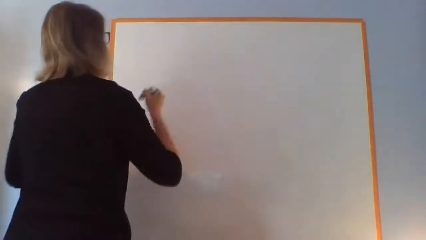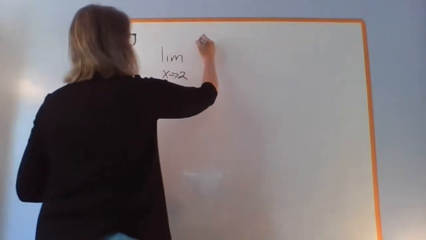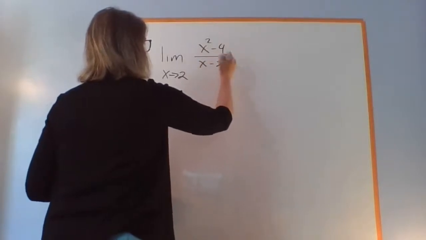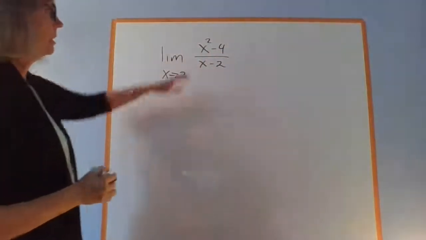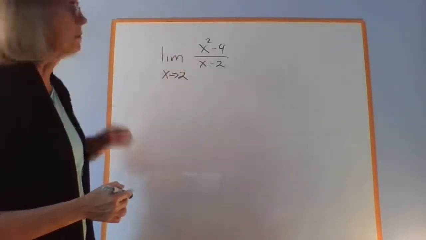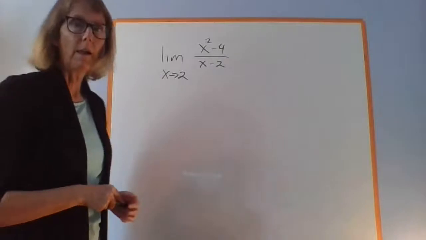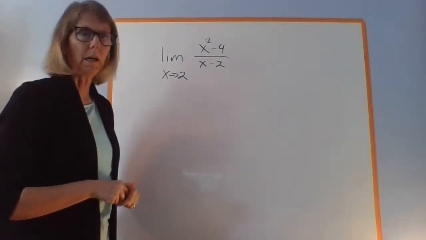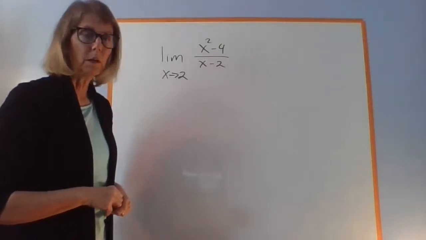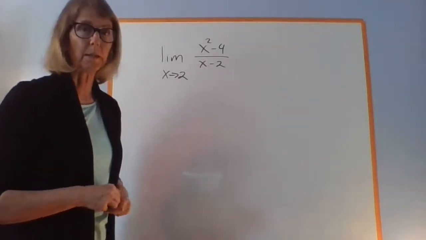So we're going to look at the limit as x is approaching 2 of x squared minus 4 over x minus 2. So our function is a rational function. It's the ratio of 2 polynomial functions. And again, I invite you to think for a minute, pause this video, and think, which limit law am I going to use? If you chose limit law number 4, the limit of the quotient is the quotient of the limits, you chose well. Let's try this out.